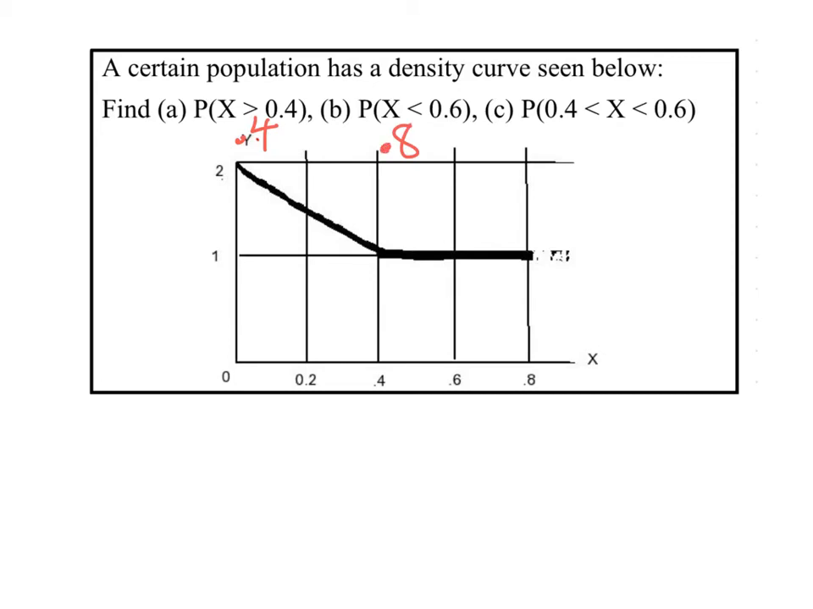And finally, the probability of being between 0.4 and 0.6. So just this group here, of course, will be 0.2.